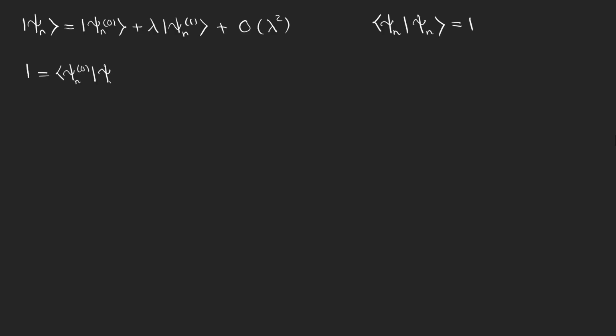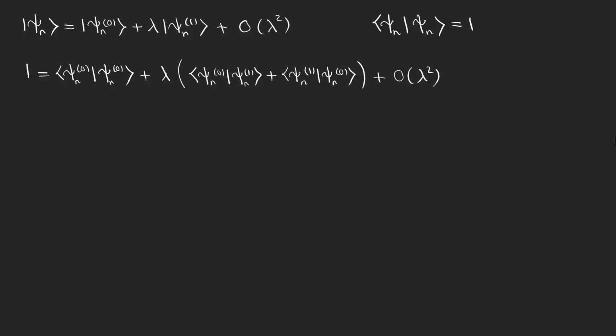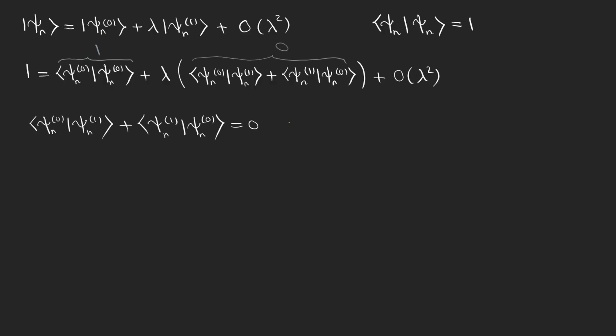Let's do the inner product using the expanded version of the ket, which yields this expression. This must also be 1 because the eigenstates of the unperturbed system are orthonormal, and the inner product gives 1. So this expression must be 0. It is just a complex number plus its complex conjugate, and the outcome is 0.